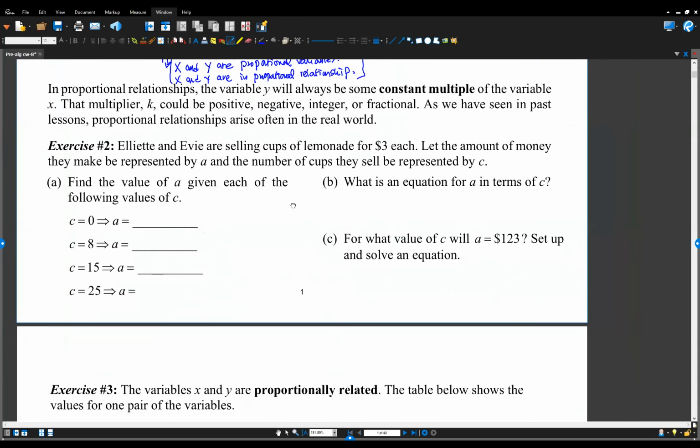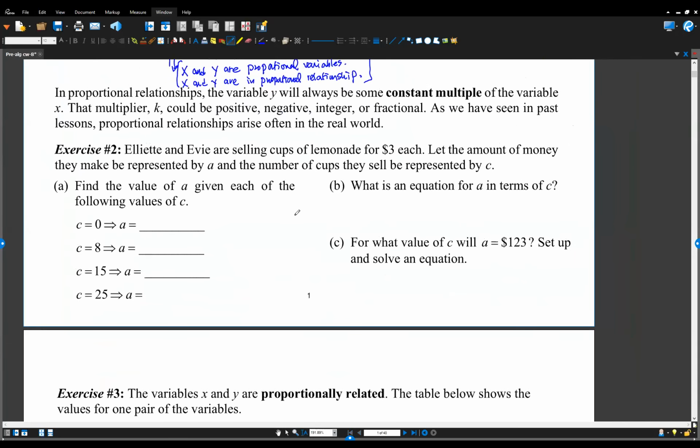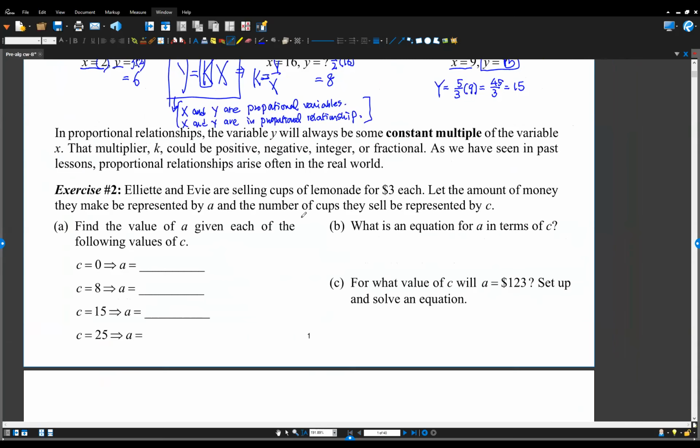All right, take a look over here. Exercise two. Okay. Always y is what? A constant multiple of a variable x. This is k times x. That means y always equals k times the value of x. Okay. So this variable k is called the constant multiple or proportional constant.